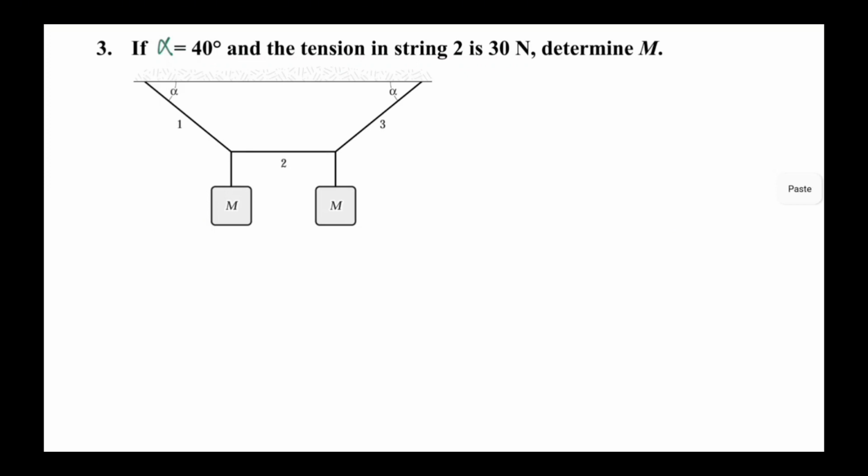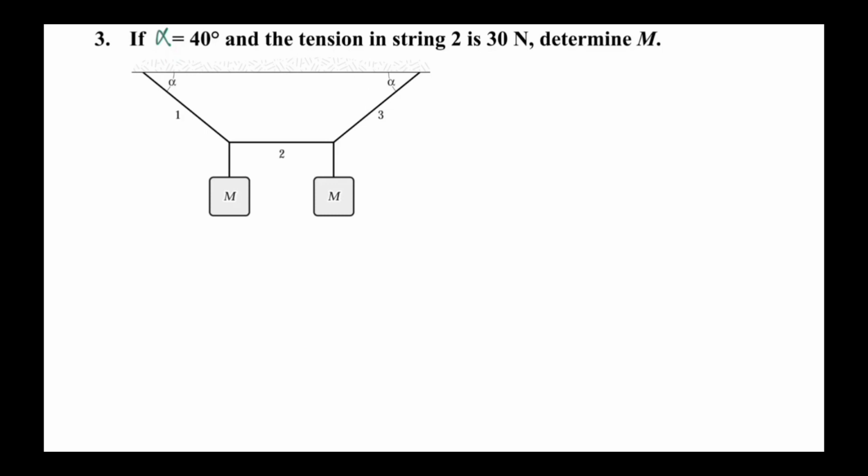If alpha equals 40 degrees and the tension T2 is 30 newtons, how much is m? If we look at this figure here, we will see that it's a symmetric situation. So if you solve one of them, there's no need to solve the other part. So let's solve this part right in here. Now let's find the forces on the system.